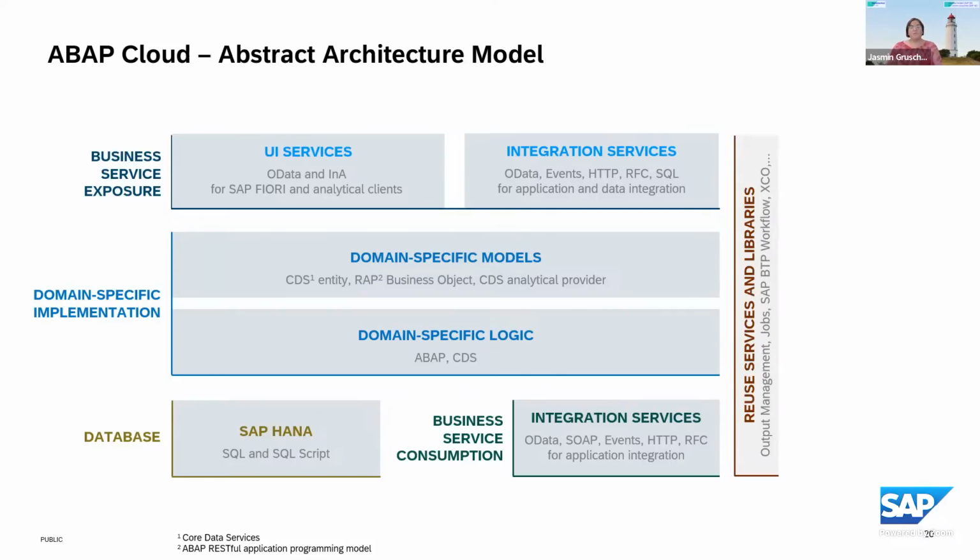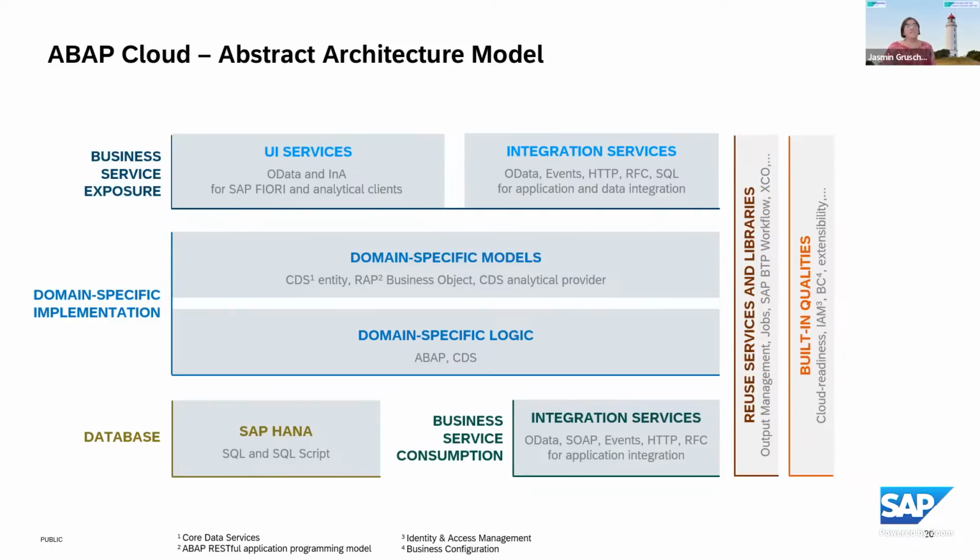Then there's also, as we've already mentioned before, the reuse libraries and services. So the basic architecture is accompanied by those reuse services and libraries to support your development process and to help you save time in the process. They are the built-in qualities that are shared by all programming model aspects, meaning that an analytical application fulfills the same cloud qualities as a transactional application.